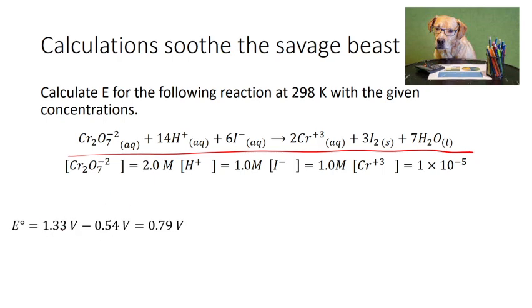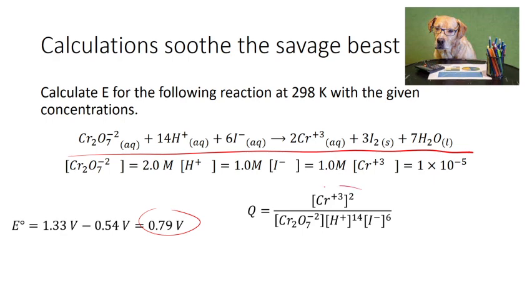But suffice it to say, we look up on our value tables our two standard reduction potential values, and we find that the standard value for the cell is 0.79 volts. From there, we are going to set ourselves up an equilibrium statement about this particular reaction where we look at our products over our reactants.